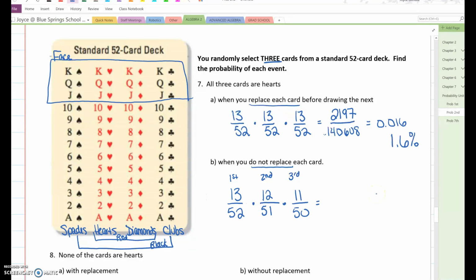Multiply straight across. 13 times 12 times 11 is 1,716. And on the bottom, 132,600. So that is 1.3% probability. Notice with replacement, your probability is a little bit higher. Without replacement, your probability is lower.